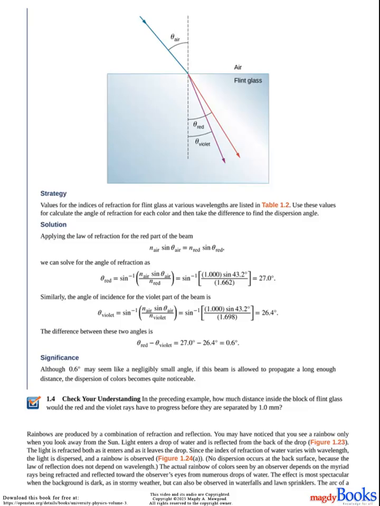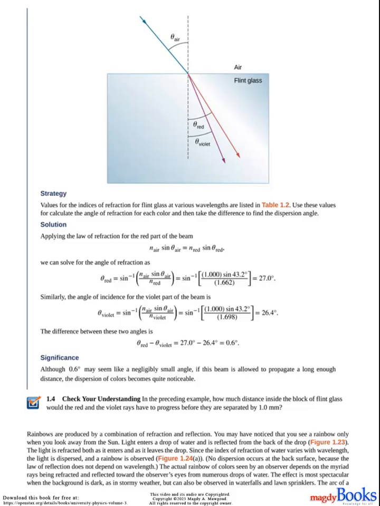Rainbows are produced by a combination of refraction and reflection. You may have noticed that you see a rainbow only when you look away from the sun. Light enters a drop of water and is reflected from the back of the drop, Figure 1.23. The light is refracted both as it enters and as it leaves the drop. Since the index of refraction of water varies with wavelength, the light is dispersed, and a rainbow is observed, Figure 1.24a. No dispersion occurs at the back surface, because the law of reflection does not depend on wavelength.